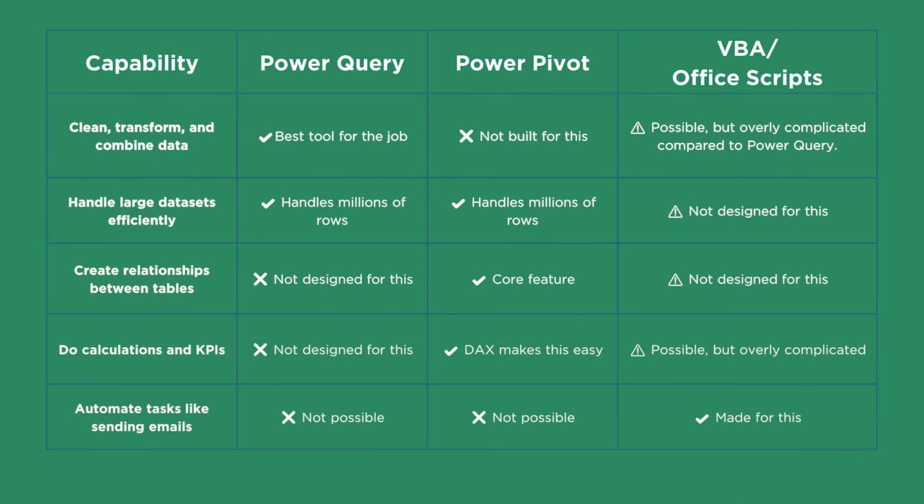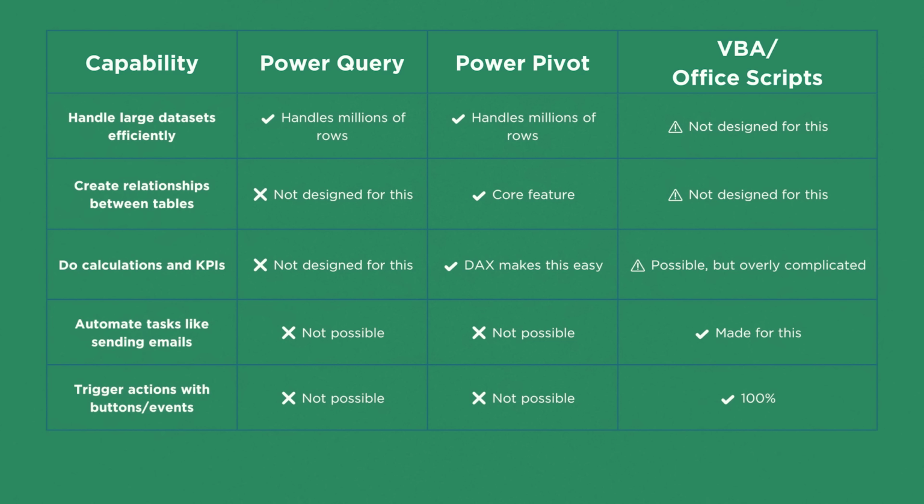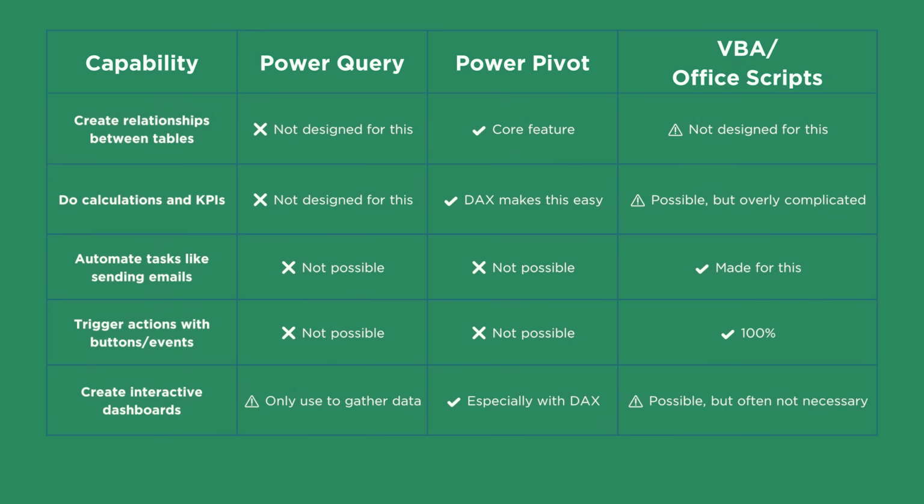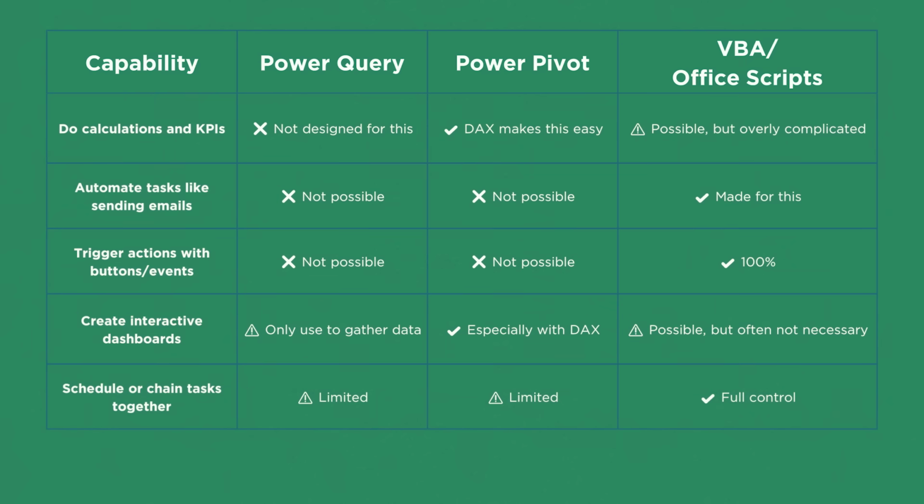Automating tasks like sending emails, use VBA or Office scripts. Trigger actions with buttons or events using VBA or Office scripts. Create interactive dashboards using Power Pivot, pivot tables, and charts. And lastly, schedule or chain tasks together using VBA or Office scripts.